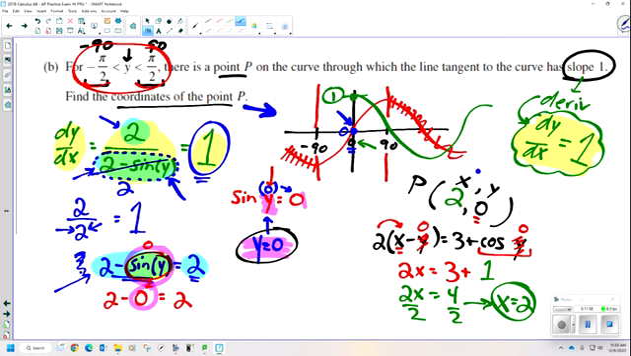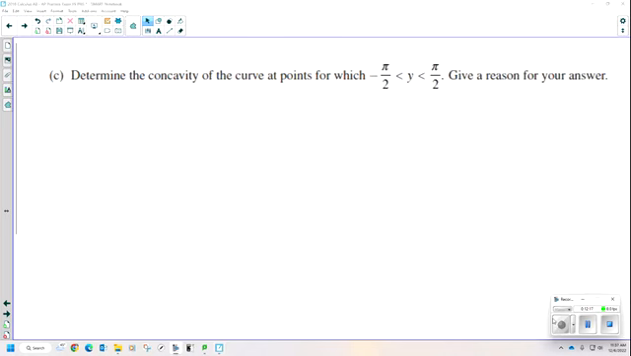This is my golden answer right here. Did a lot of work and a lot of explaining, but I want to make sure you understand it. So, find the coordinates of P. It's on a curve where the tangent line has a slope of 1 between negative 90 and 90. It's the point (2, 0). Done.